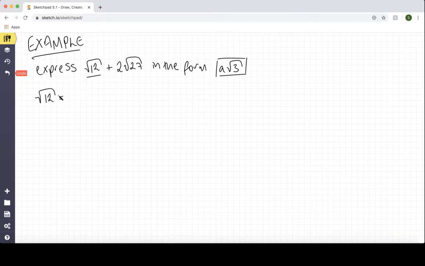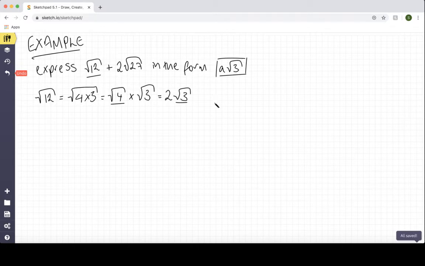Well, 12 is equal to 4 times 3. And we can write this as the square root of 4 times the square root of 3, which is equal to, well, we know the square root of 4 is 2. So we can write that out as 2 times the square root of 3. And now this is good because we've got something times the square root of 3, so it's looking like we're doing something right. And then let's look at the next one.